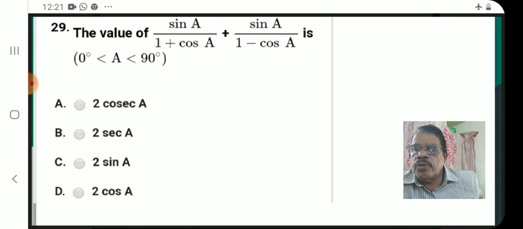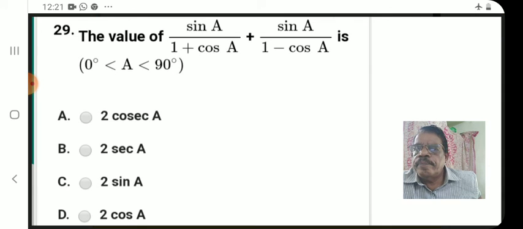Question number 29. The value of sin A by 1 plus cos A plus sin A by 1 minus cos A is what? The condition is angle is in between 0 and 90 degree. 0 less than A less than 90. The meaning is A is in between 0 and 90 degree.